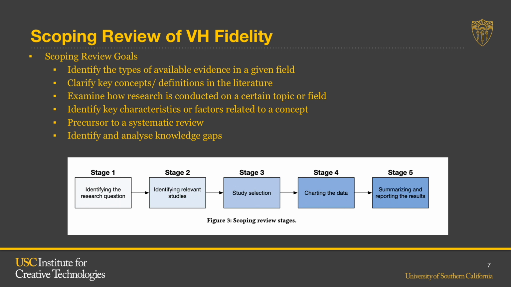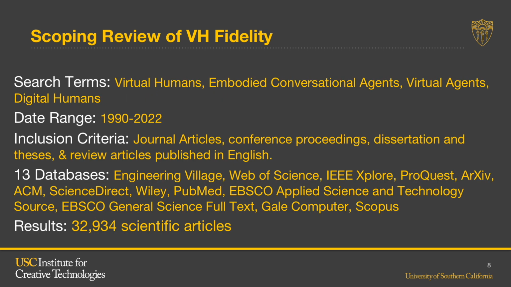Most published scoping reviews follow the 5-stage process initially defined by Arksey and O'Malley that includes identifying a guiding research question, identifying relevant studies, study assessment and selection, mapping the data, and summarizing and reporting the results. Here is the search criteria we used for our scoping review.